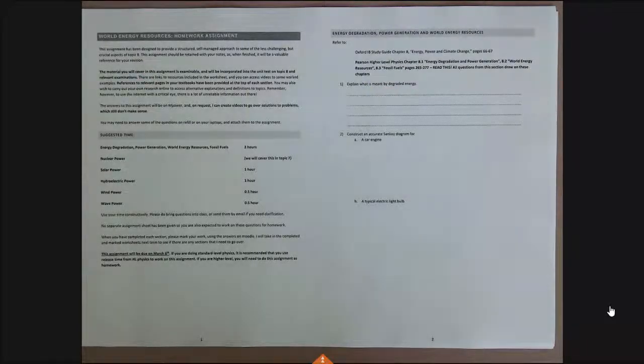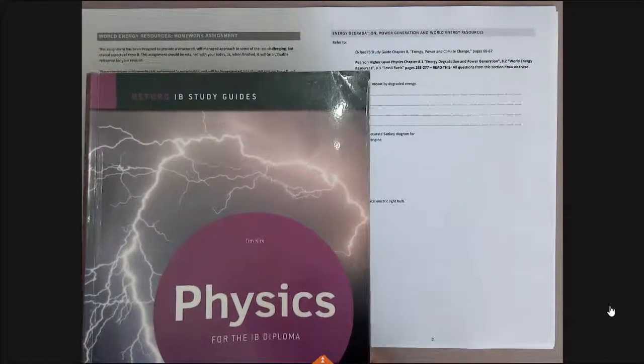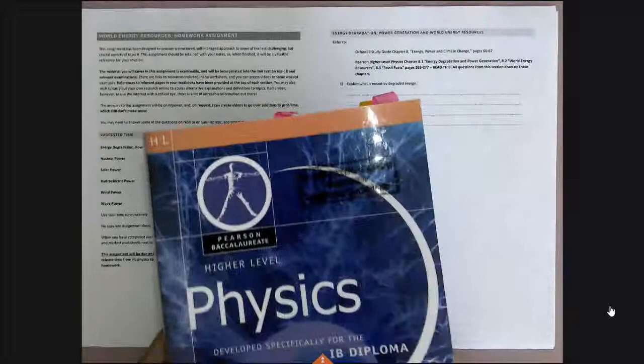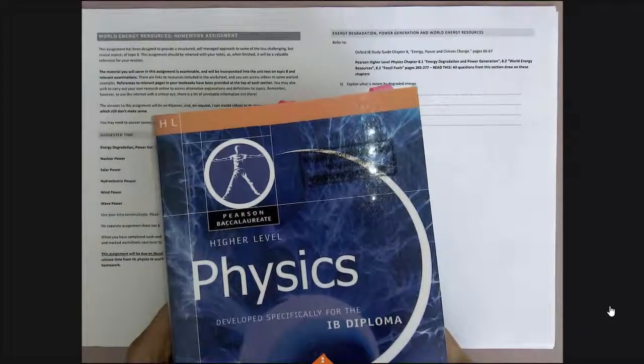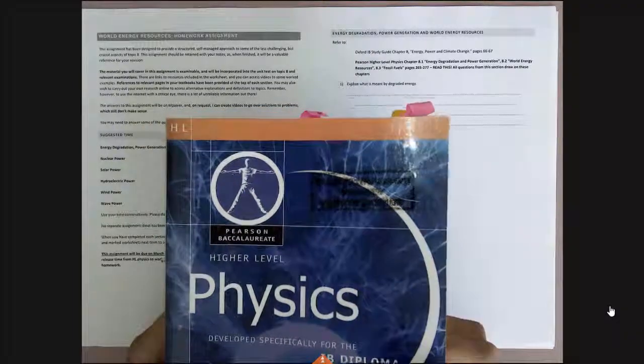Now firstly, you have several resources that you can use to help you with these problems. You've got the Oxford IB study guide, which looks like that, and you can look at chapter 8 to get a really brief summary of all of the things that are going to be in this topic. And you also have this Pearson Baccalaureate textbook, which gives slightly more in-depth explanations. And then you have the whole internet, which you need to use with a pinch of salt.